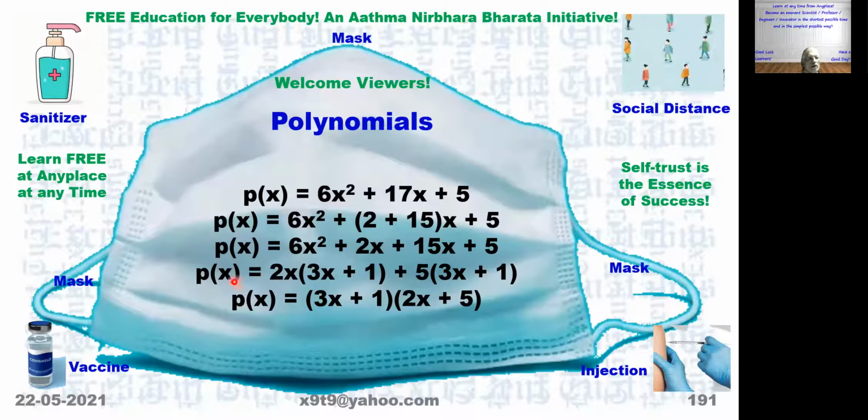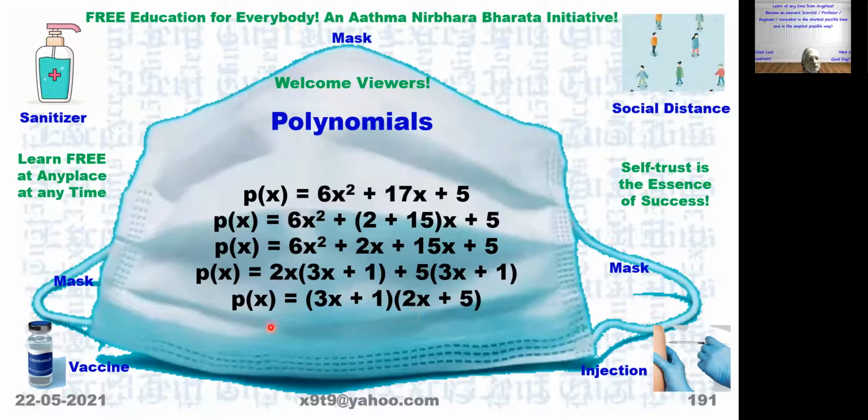Now the polynomial becomes: here we are taking 2x as the common factor, leaving 3x + 1. Plus, here we will take 5 as the common factor, which gives 3x + 1 for this term. So it can be written by taking 3x + 1 as the common factor. We get (3x + 1) into (2x + 5).